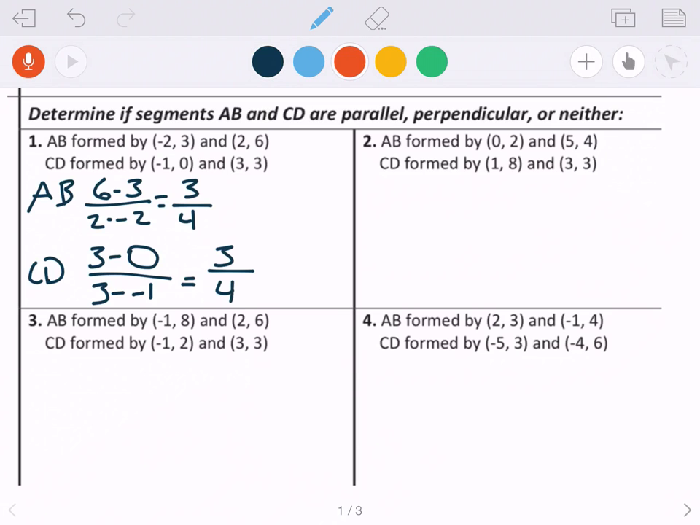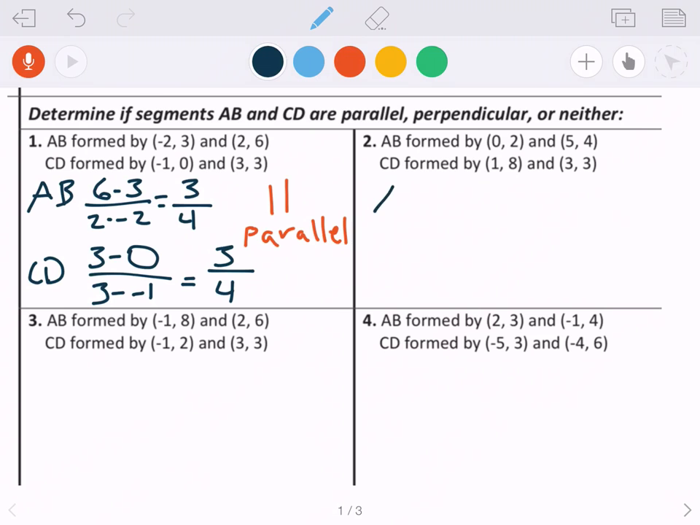So obviously, these two lines have the same exact slopes. If two lines have the same slopes, that's going to mean they are parallel. So that is the little symbol for parallel, just two lines that never touch each other.